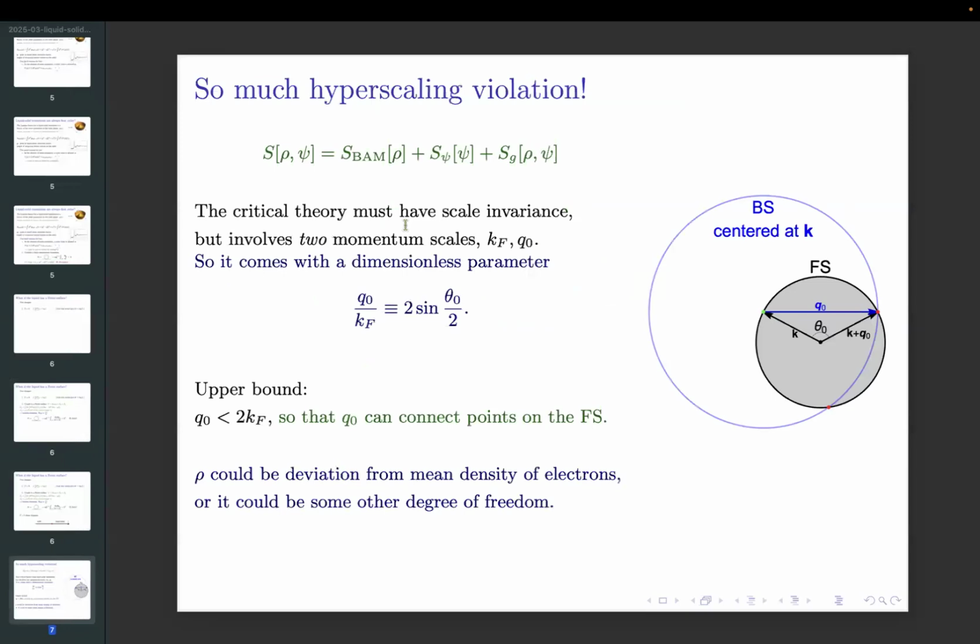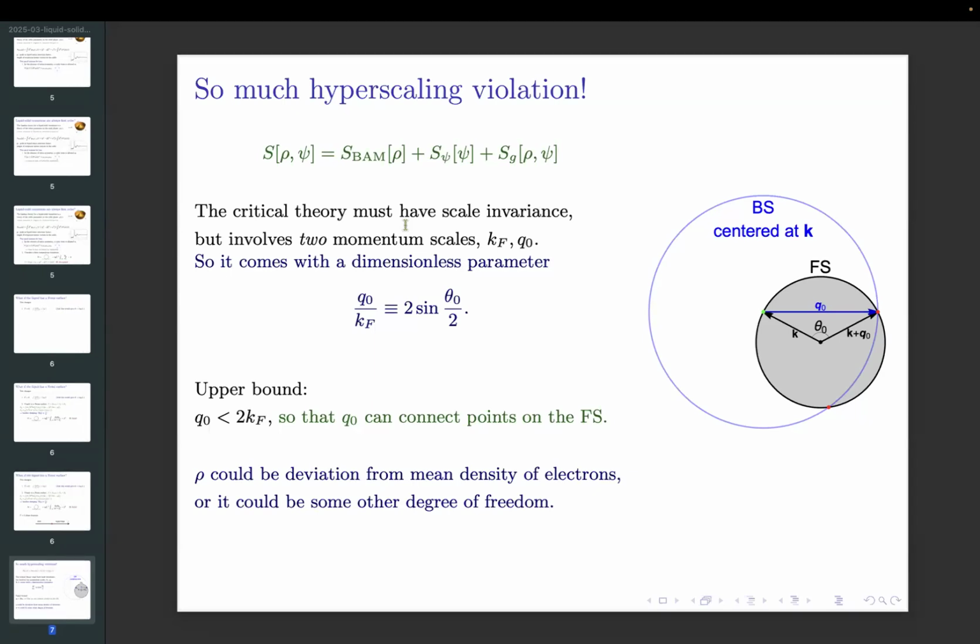And so now something else happens, which is that you can make a dimensionless ratio of these two intrinsic scales in the problem. One way to think about that dimensionless ratio is that it determines which points on the Fermi surface are coupled by critical boson modes. So here's the picture of the Fermi surface. This is a circle of radius kF. I'm thinking about 2+1 dimensions.